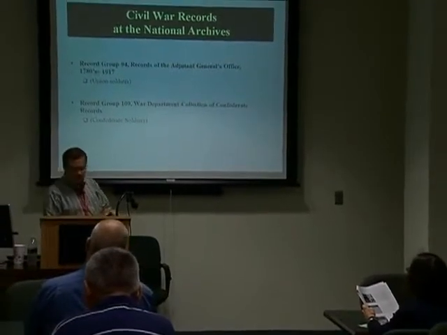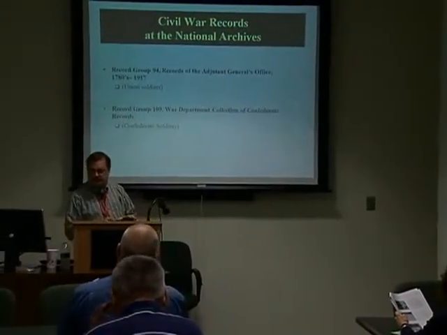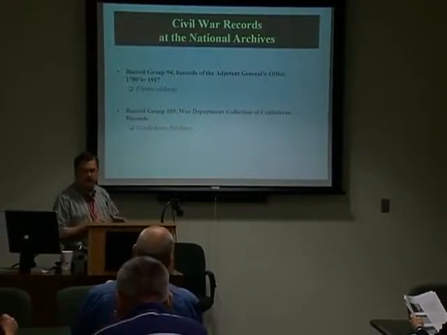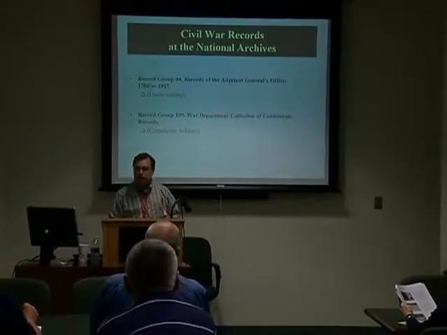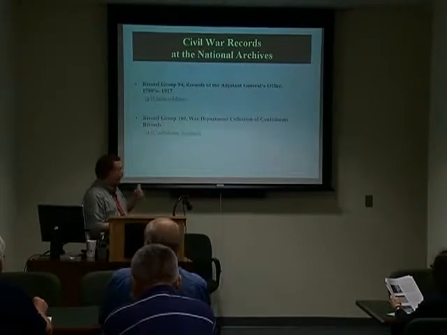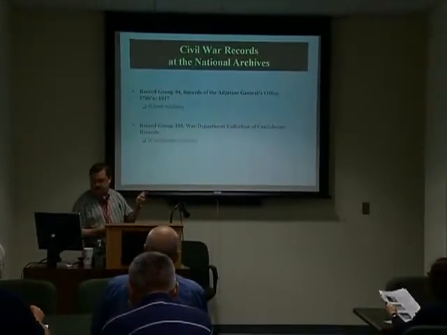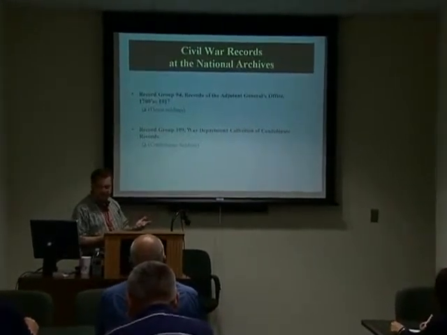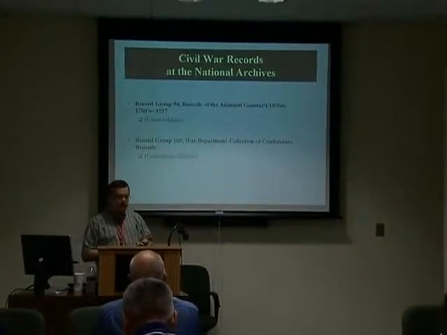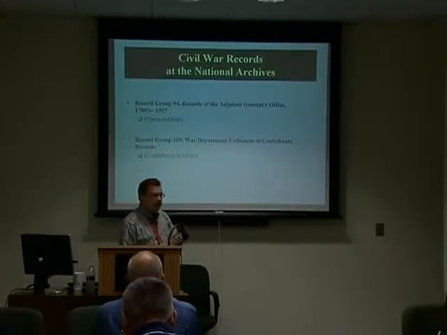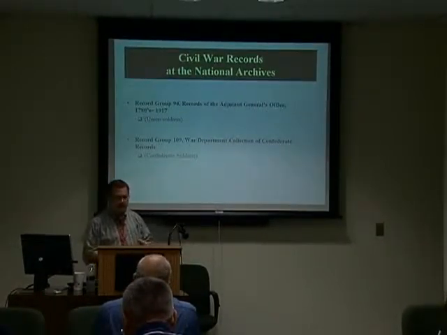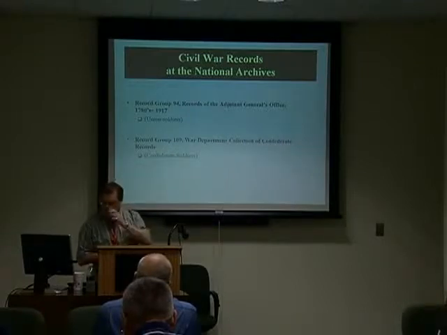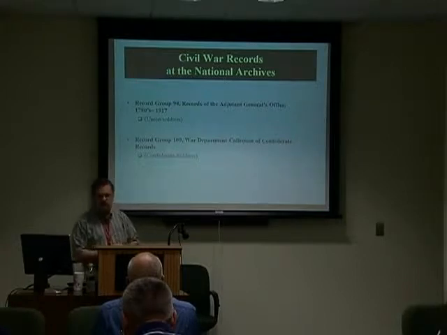I wanted to point out the two major record groups that we're going to be dealing with. All of the records that relate to soldiers in the Civil War are going to come out of two basic record groups. Record Group 94 for Union soldiers, which are the records of the Adjutant General's office. The Adjutant General of the U.S. Army was basically the chief record keeper of the Army at that time. So all of the records relating to the service of these soldiers eventually came to his office.